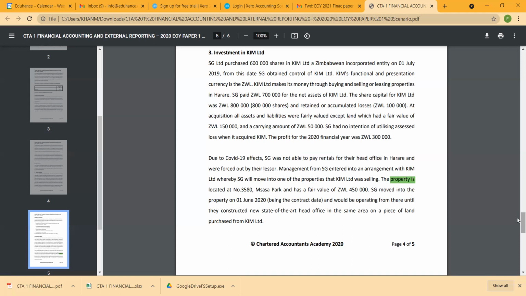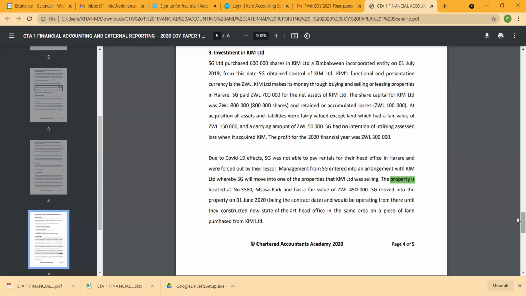So that means any fair value gains or losses that Kim recognized in terms of investment property will have to be reversed, and the group will recognize depreciation in terms of the PPE accounting policy. Okay, so just be aware of that.